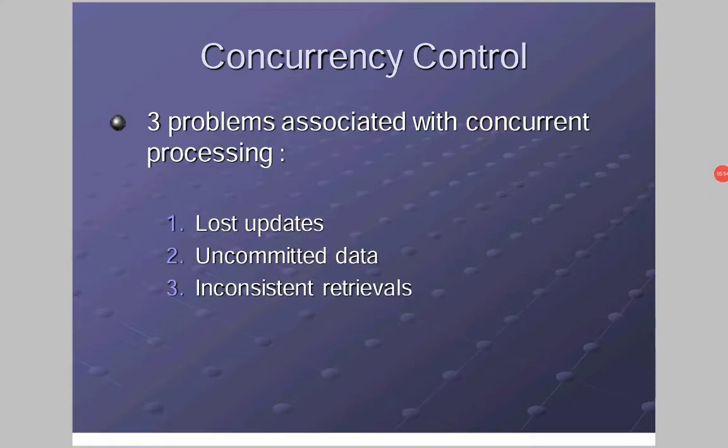So what are the concurrency control problems? The first one is lost updates. It means whenever we try to access the same records by multiple users, one user does something and another user does something else, so updates are not properly completed, updates are not properly committed.